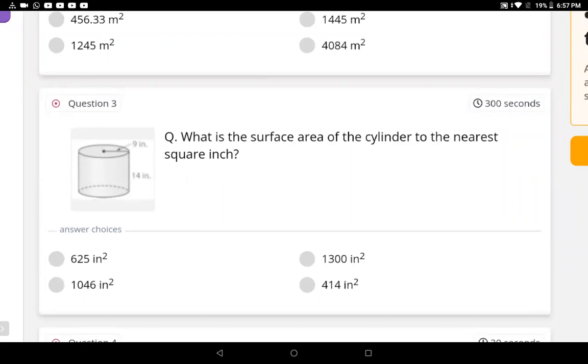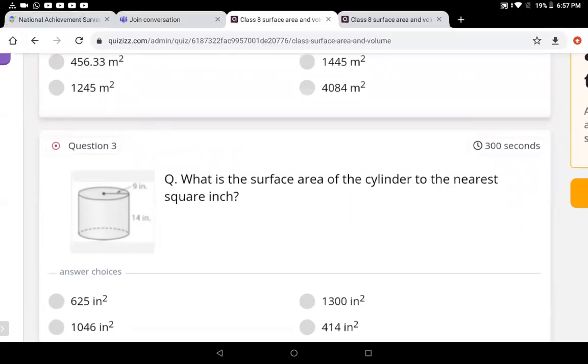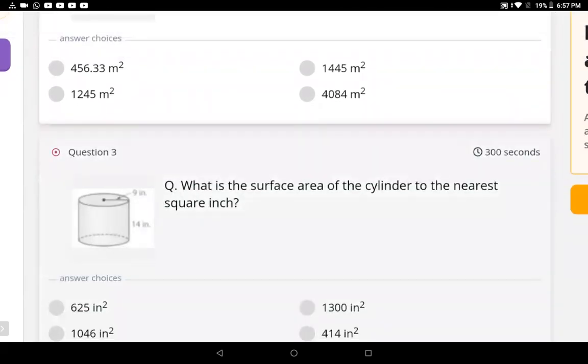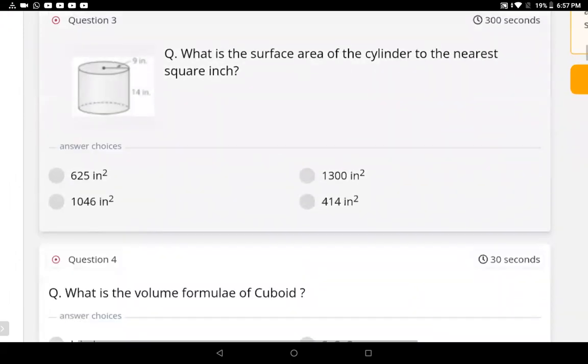Nearest square inch. This is also very similar to question number 2, children, but here they indirectly gave the height as 14 and the radius as 9 inches. You just place it in the formula 2 pi r into (r plus h), so that you will get the surface area of the cylinder.